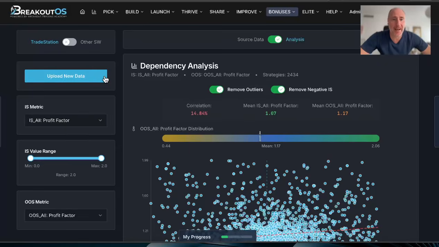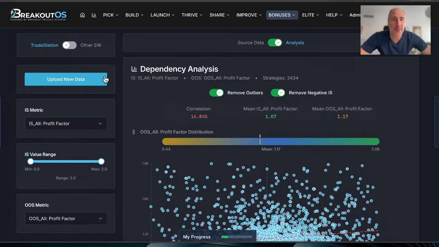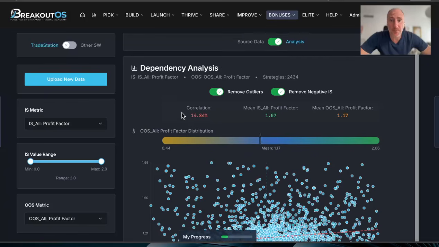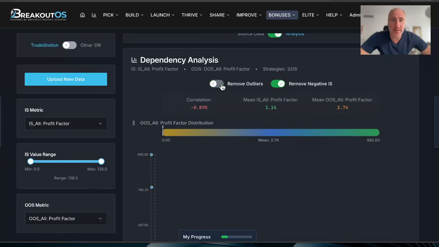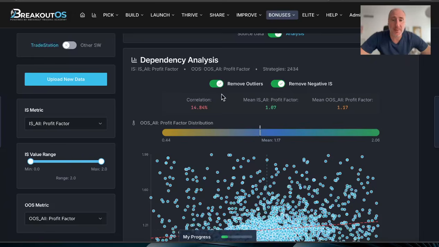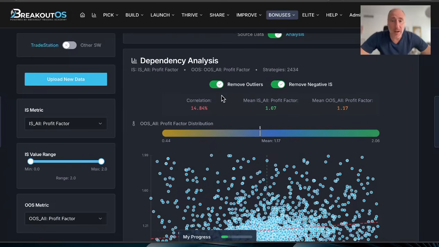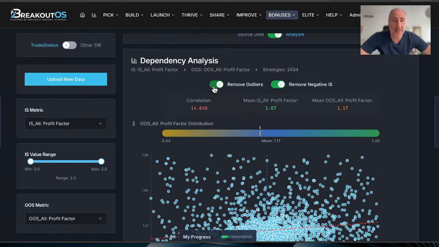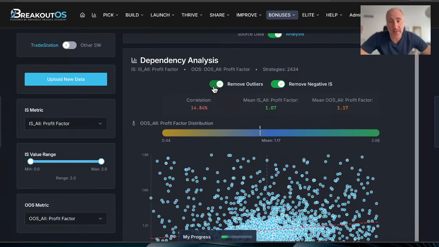So as I said, I loaded all the strategies into the Breakout OS. And now, first of all, I remove outliers. The reason simply is that some strategies are just outliers. Sometimes it can even be mistakes in data. So there's an automatic process to remove outliers, because these outliers are skewing the results and giving us not really a correct view, not a correct perspective. And then I also removed negative in-sample data.